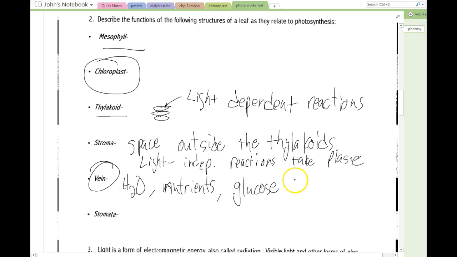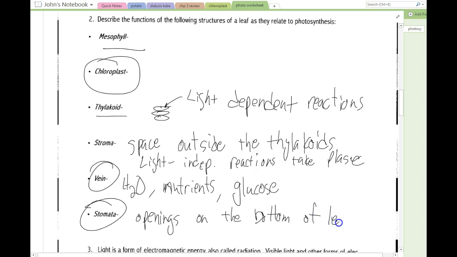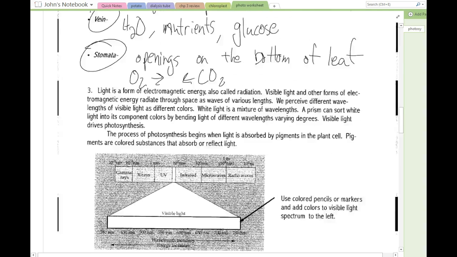Oxygen leaves through these little openings right here, openings on the bottom of the leaf, where O2 can exit and CO2 can enter the leaf. But glucose travels down through the veins and water travels up through the veins.